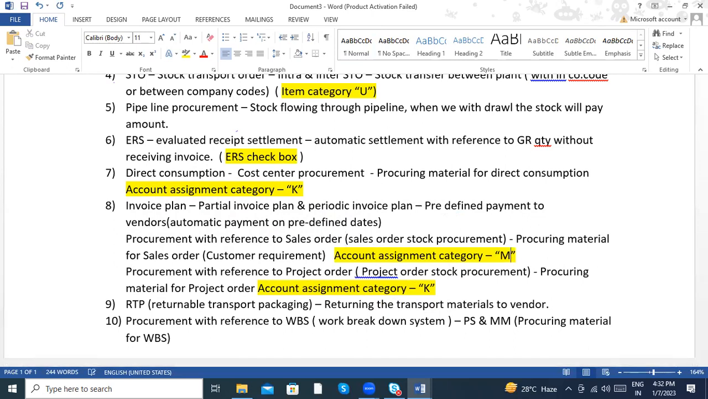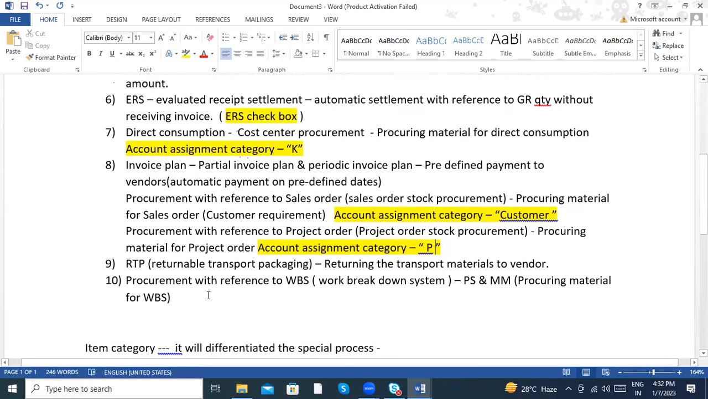There are some options like AM or some other options. There you need to select customer order related, sales order related. And here again, it will come under the project stock. If you repeat it, it will be there. So you have to select account assignment category P. And this returnable transport packaging will be identified. It will not be identified at the PO level. It will be identified at the time of receipt.